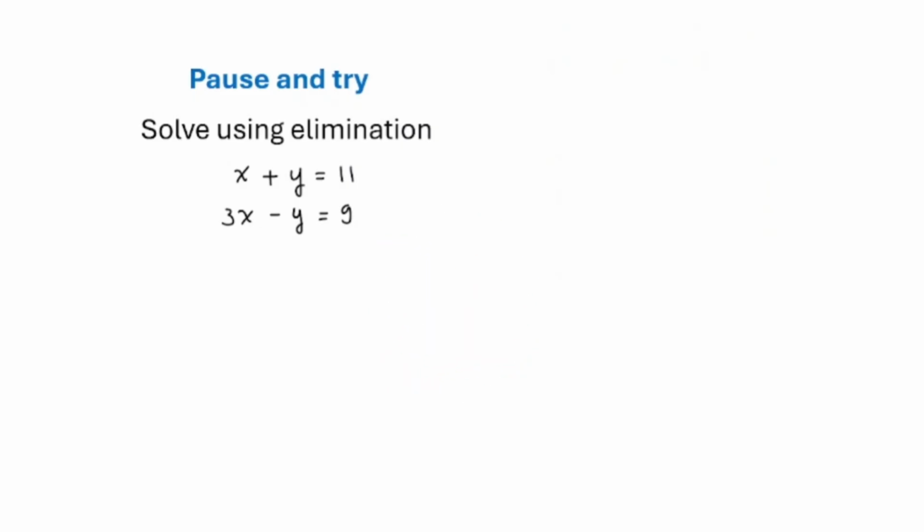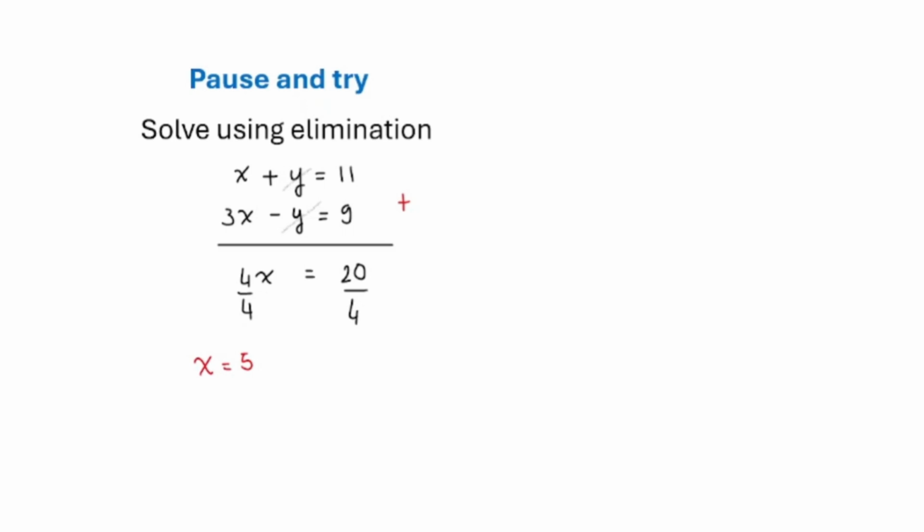Let's solve it together. The terms are already aligned, and the y terms already have opposite signs, so we can add the equations directly. X plus 3x gives 4x. The y terms cancel out. 11 plus 9 gives 20. So, 4x is equal to 20. Divide both sides by 4, x is equal to 5.